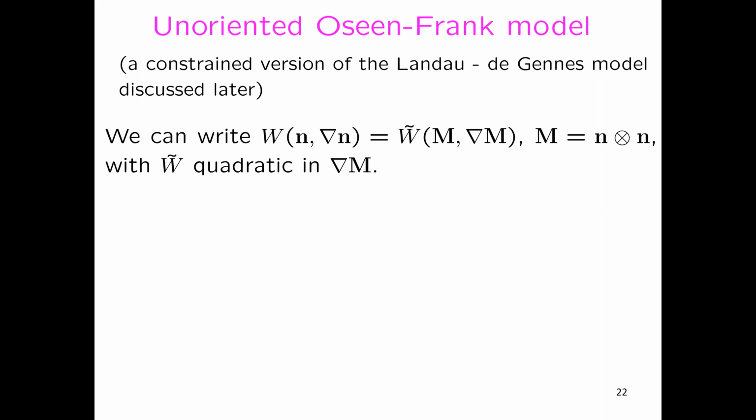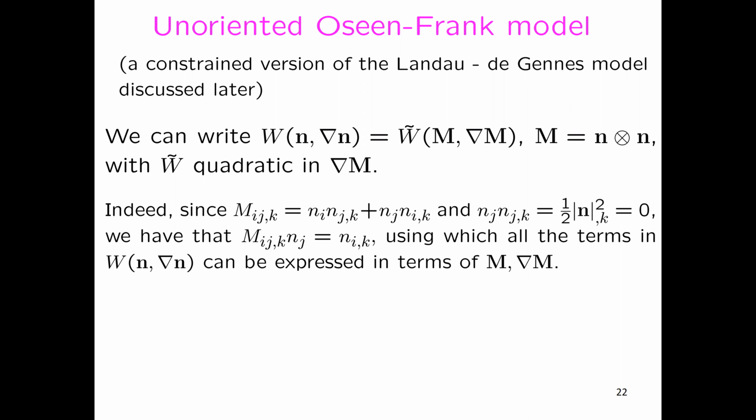We're going to take the variable as M, which is n tensor n, because that's the way you describe a line field. And you can write W of n and the gradient of n formally as some other function W tilde of M and the gradient of M, with W tilde quadratic in the gradient of M. How do you do that? Well, the gradient of M has typical components m_ij,k. That's d by dx_k of m_ij. And M is n_i n_j, so m_ij,k is n_i,k n_j plus n_j,k n_i.